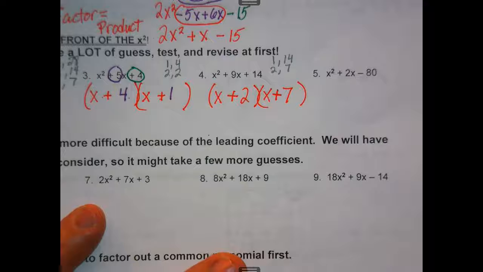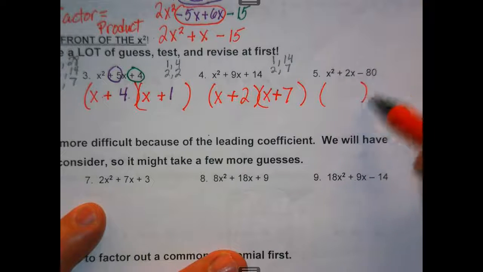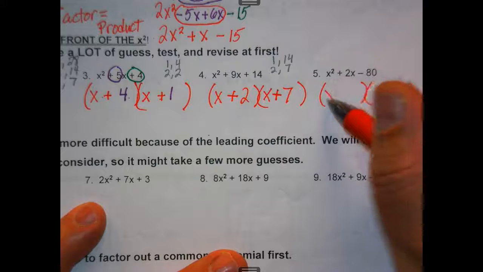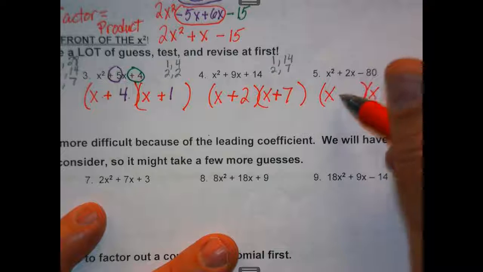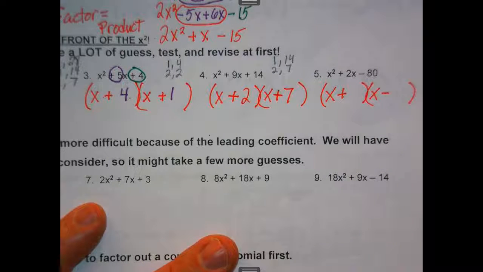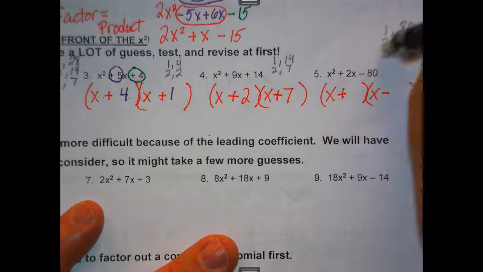And the last example, my A is 1, so I'm going to put an X here and an X here, right? My sign is negative. There's only one way to get a negative number when I multiply. It's a positive and a negative, right? Now, let's be careful here. Factors of 80. 1 times 80. 2 times 40. 3 times nothing.